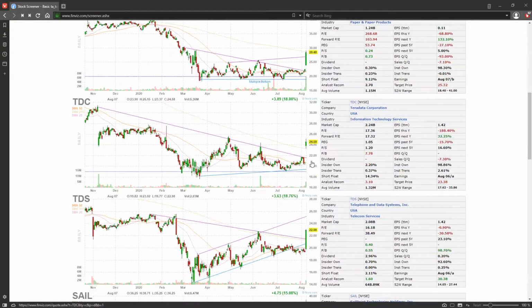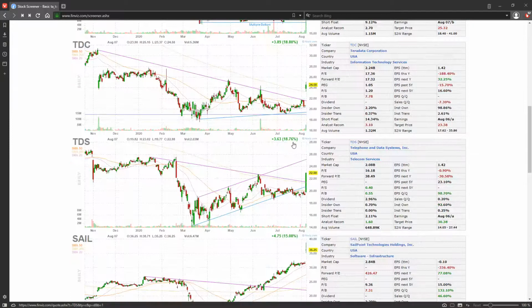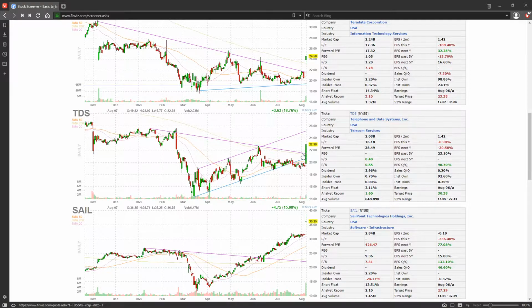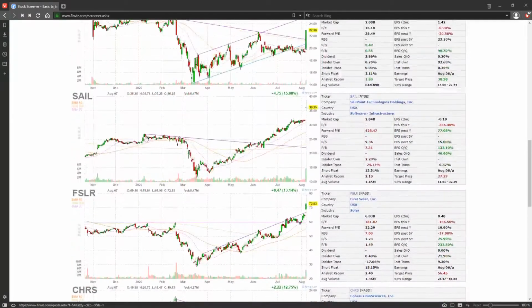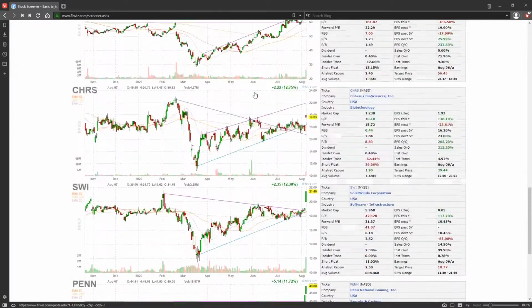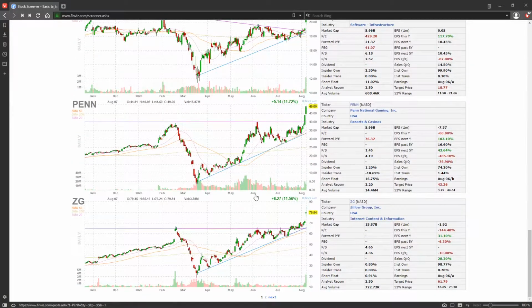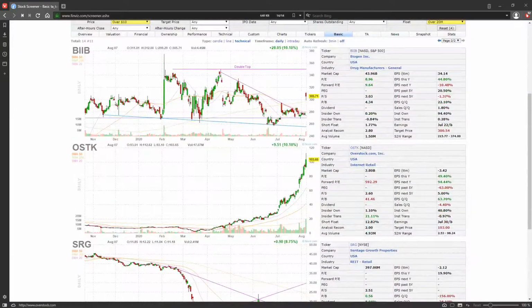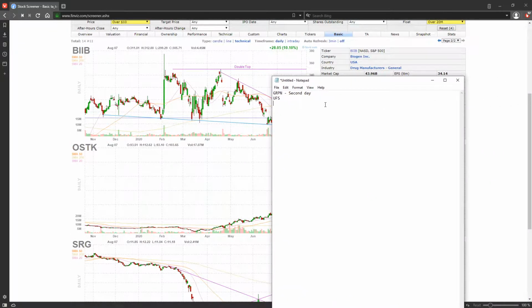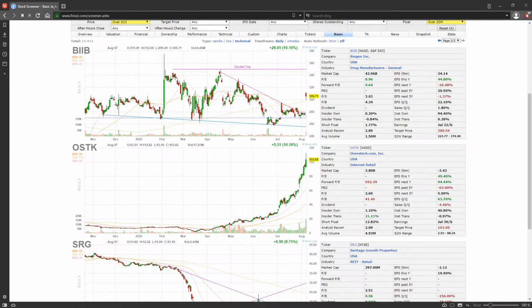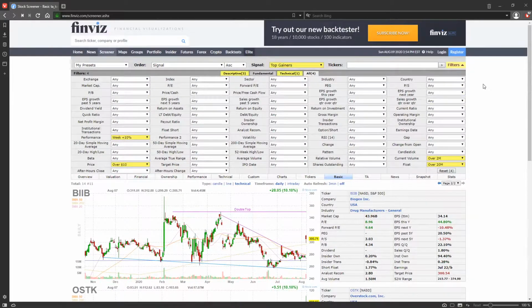Now this one, we could look at it for maybe an extension to the 26. TDS as well, looks good. Seal, I don't know about that stock. So I just keep going through these stocks and figure out what do I want to trade or what looks good for me. So after I create all this list of tickers, I wait for the next day.